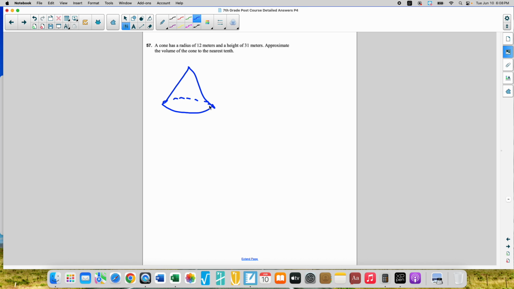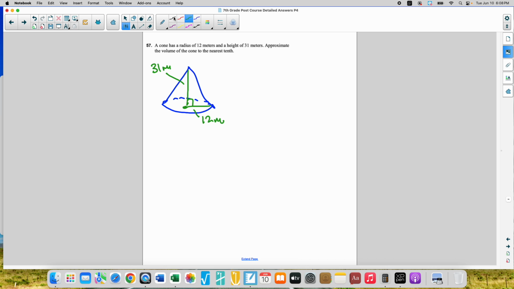The cone has a radius of 12 meters and a height of 31 meters. The height is perpendicular to the radius, so it makes a right triangle. Approximate the volume of the cone to the nearest tenth.